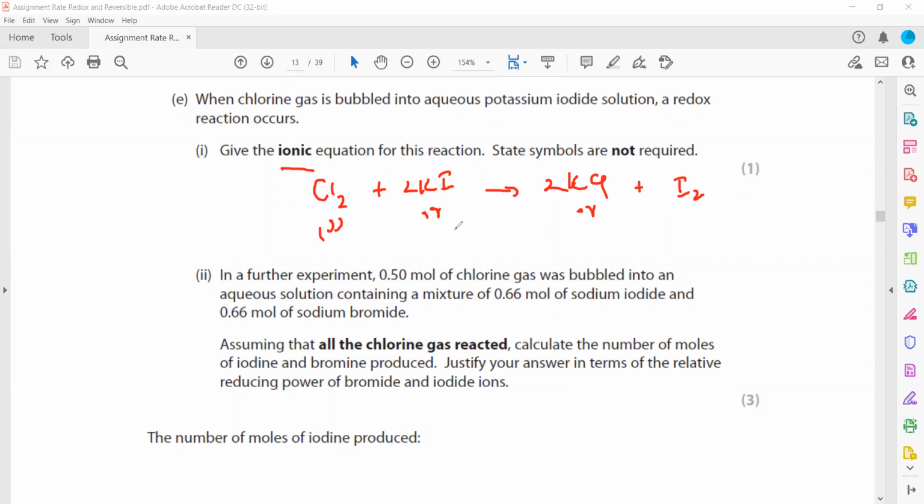Because the potassium ions are common spectator ions, we cancel them out. So what we are left with is a chlorine molecule reacting with 2 iodide ions. As a result, it will form 2 chloride ions and an iodine molecule. So this is the balanced equation.